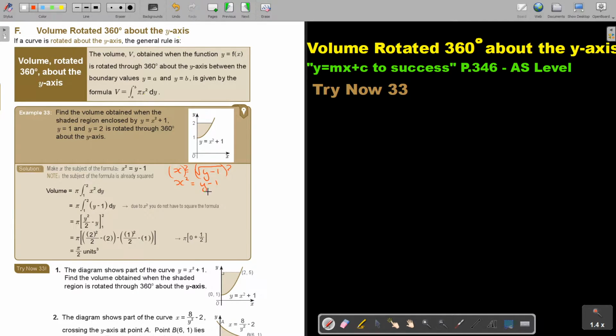So I just leave it, it is already squared, and I just substitute it, I integrate, I substitute, and multiplying the pi in, I get pi over 2 units to the power of 3. So the only difference is you make x the subject of the formula. Okay, this one is more or less exactly the same.